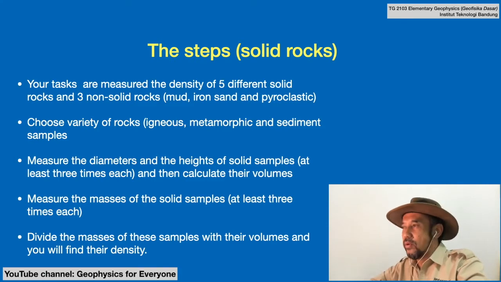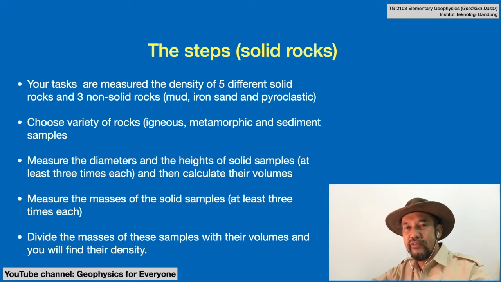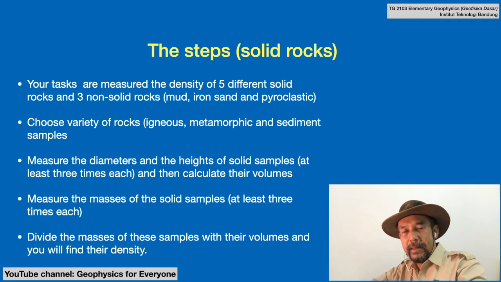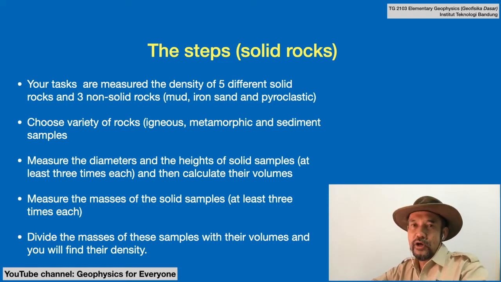So, what does the student need to do? Remember, the student will have 5 solid rocks and 3 other types of samples: the mud, the pyroclastic, and the iron sand. For these 5 solid rocks, we encourage the students to choose different types of rocks. For instance, maybe one of the 5 samples will be igneous rock, another will be metamorphic rock, and another will be sedimentary rock, for example.